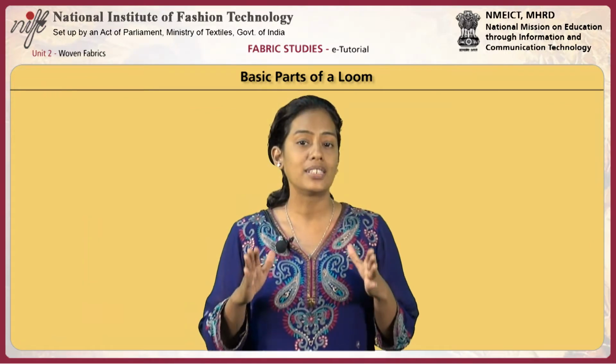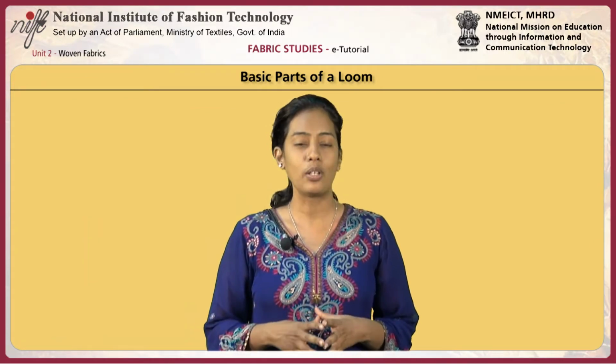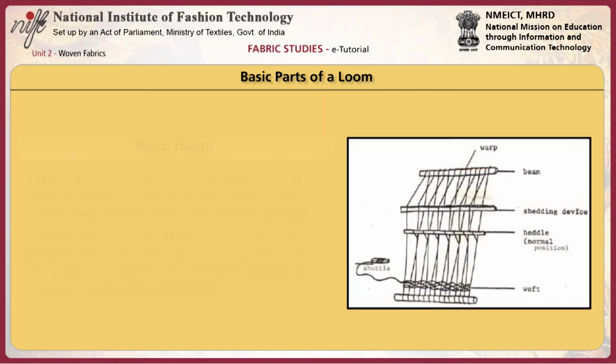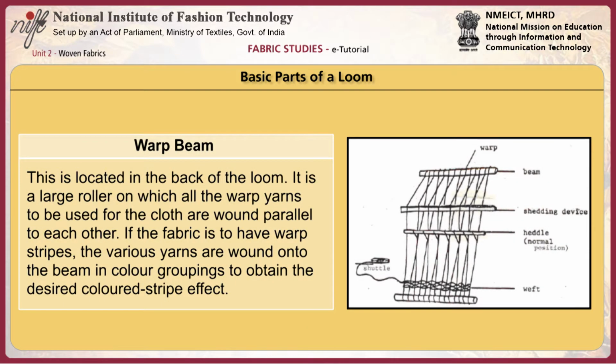These are the main parts of the weaving loom. The warp beam is located in the back of the loom. It is a large roller on which all the warp yarns to be used for the cloth are wound parallel to each other. If the fabric is to have warp stripes, the various yarns are wound onto the beam in color groupings to obtain the desired colored stripe effect.